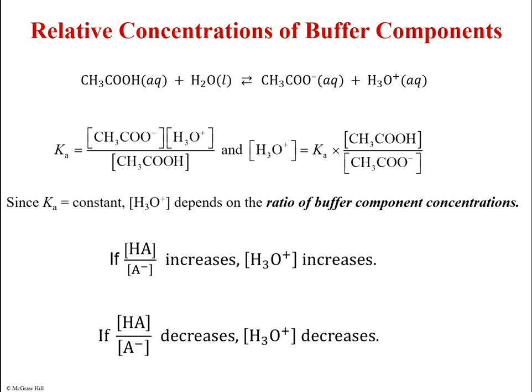Since Ka is a constant, then the hydronium ion concentration depends on the ratio of the buffer components, that is, acetate concentration and the acetic acid concentration. If the acid concentration divided by the conjugate base concentration increases, the hydronium ion concentration increases. If, however, the acid concentration divided by the weak base concentration decreases, then the hydronium ion concentration will correspondingly decrease.